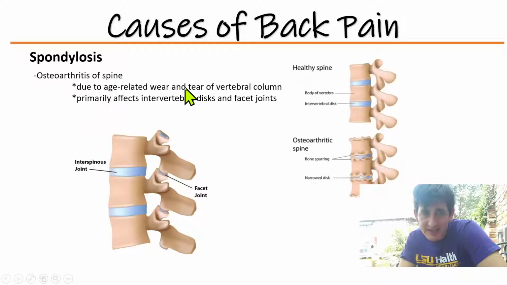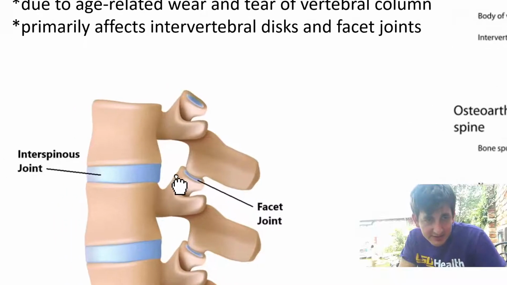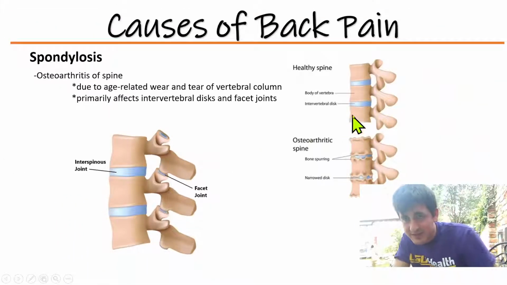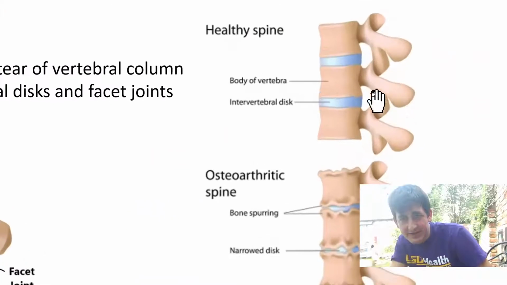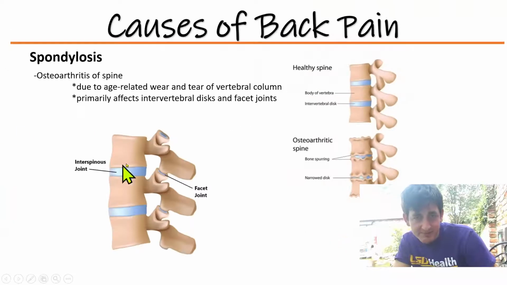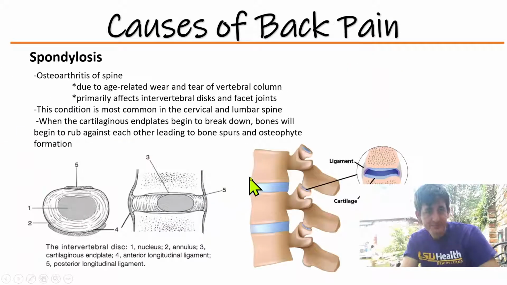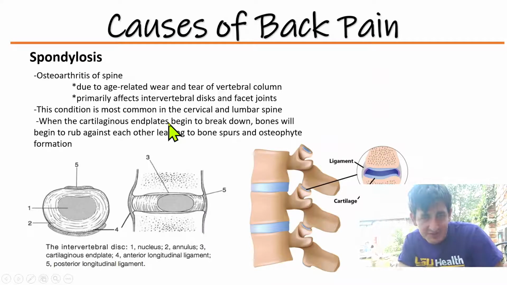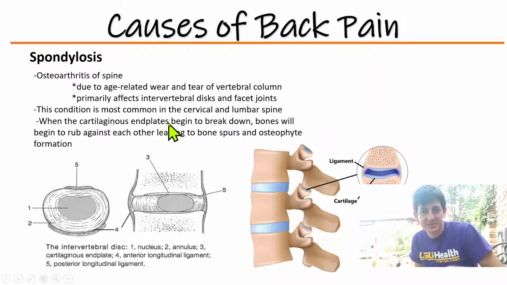This is due to age-related wear and tear of the vertebral column, and it usually affects the intervertebral disc and the facet joints. If I pronounce that right, I have no clue. Y'all go comment down below something random for me. Here's a healthy spine. Here's an osteoarthritic spine. You can see some bone spurring, narrowed intervertebral disc spaces. So this is basically, again, spondylosis, a pathologic condition of the spine. It's kind of a generic, non-specific term.